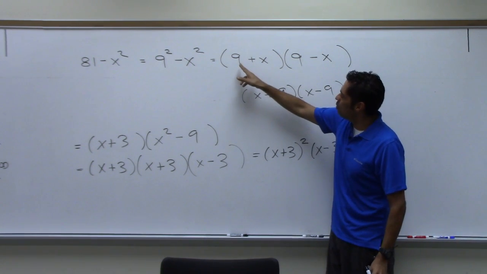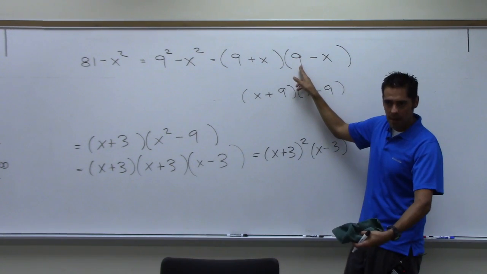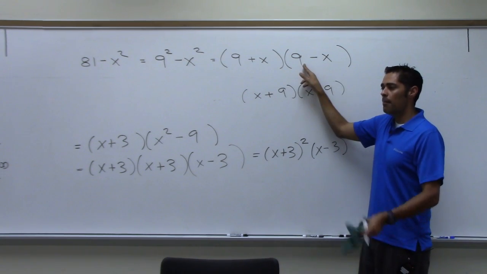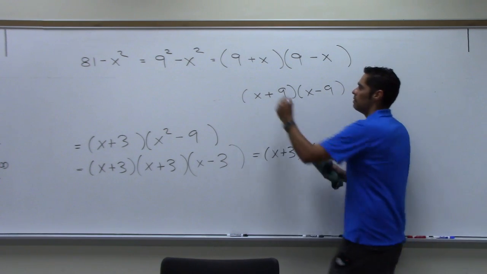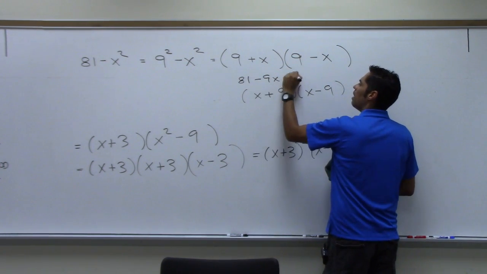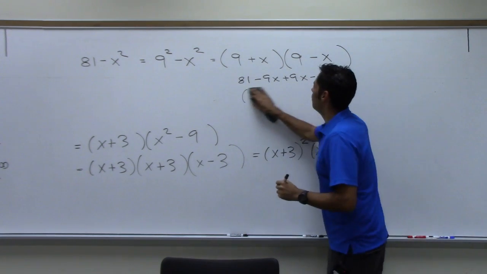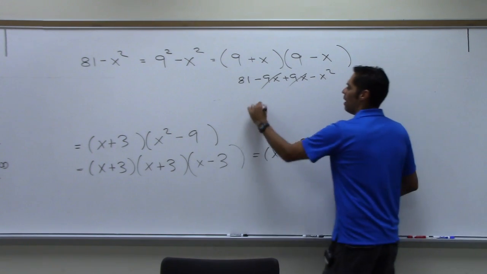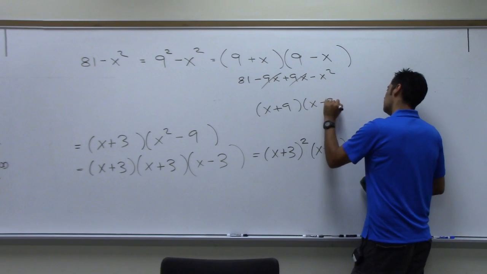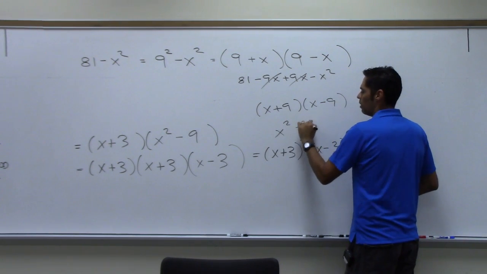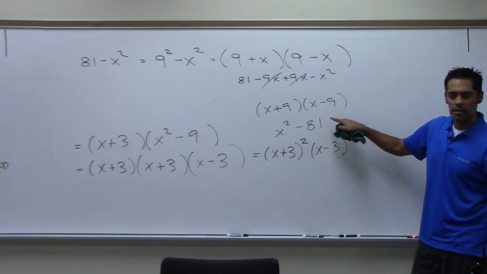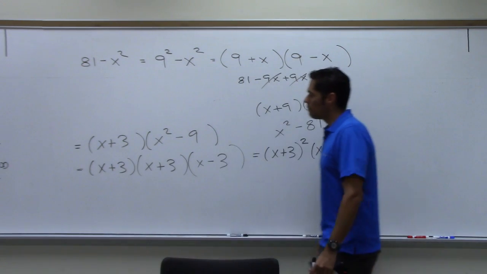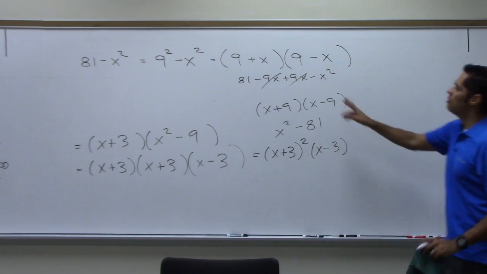When you multiply this, watch what happens. 9 times 9, 81. 9 times negative x, negative 9x. X times 9, positive 9x, so those are gone. 81 minus 9x plus 9x minus x squared. That's what you would get if you multiplied those out. These two would cancel, you get 81 minus x squared. If you do it this way, then you get x squared minus 81. And that's not the same, right? X squared minus 81 is not the same as 81 minus x squared. So if the order changes, all you do is you just switch them in here too.